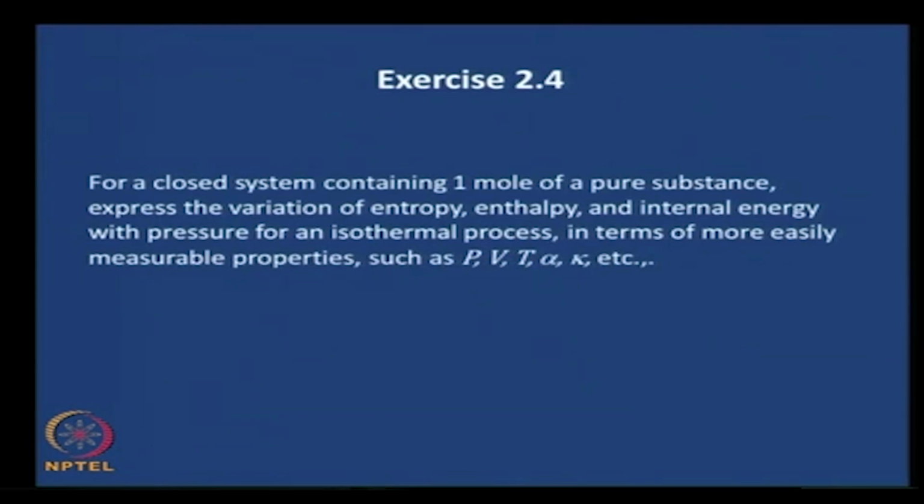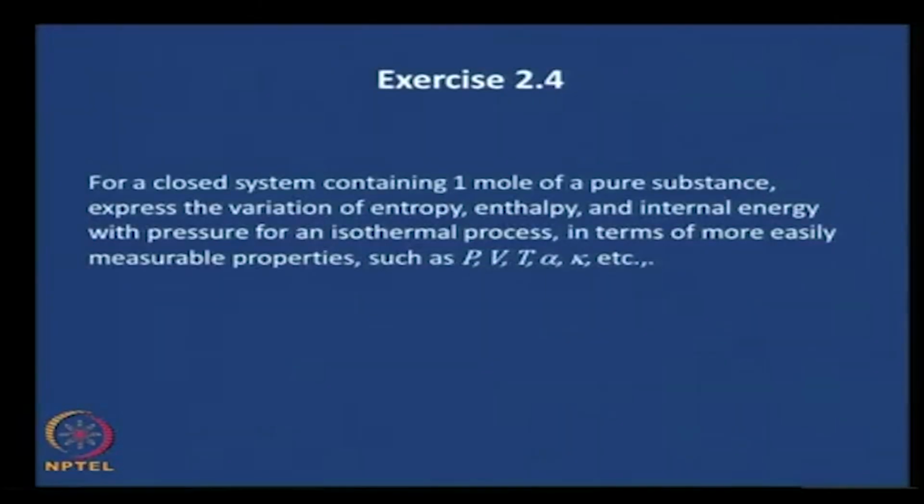These three are somewhat more difficult to measure. Express the variation of these with pressure for an isothermal process in terms of more easily measurable properties such as pressure, volume, temperature, alpha, kappa, expansivity, compressibility, etc. Note that this is an isothermal process and therefore the temperature is held constant there. This will take some thinking, so take about 15 to 20 minutes or so to work out this problem, and probably after about 10 minutes I will give you a part of the solution to help you in further solution.